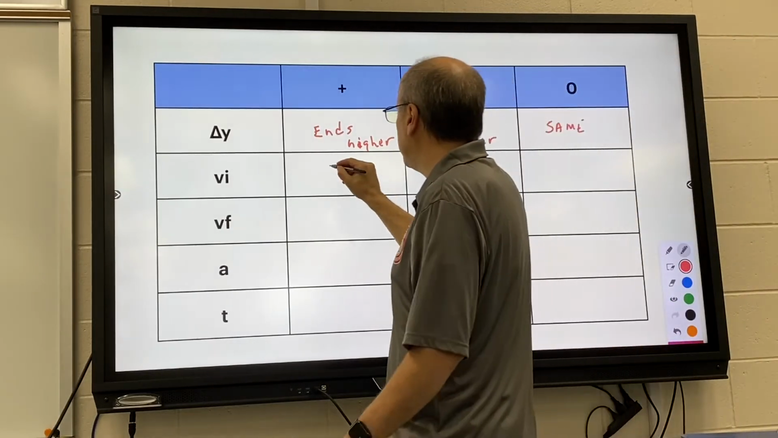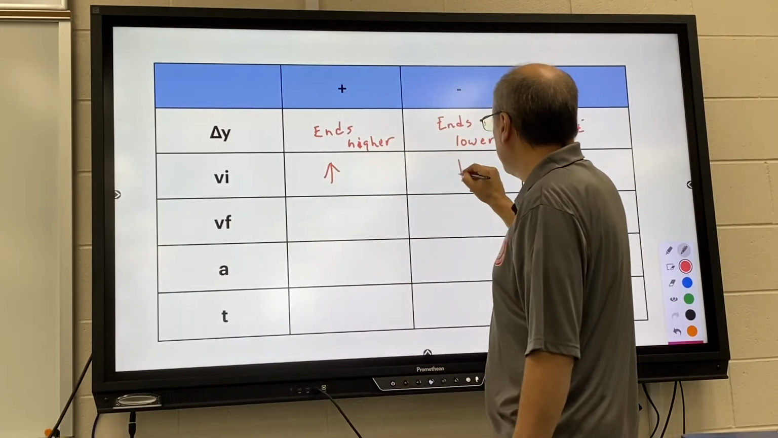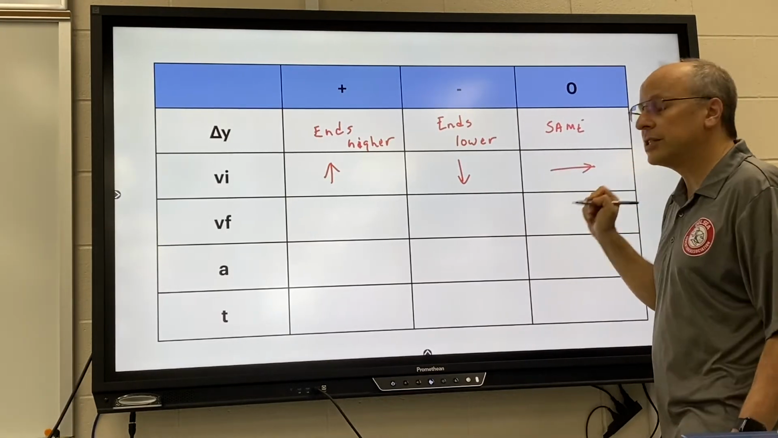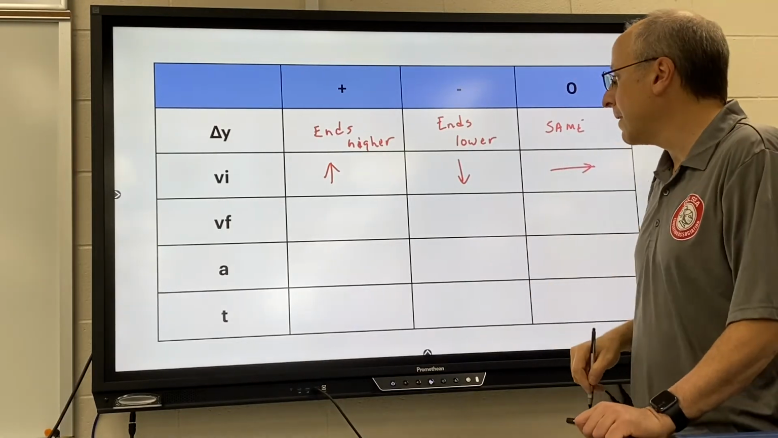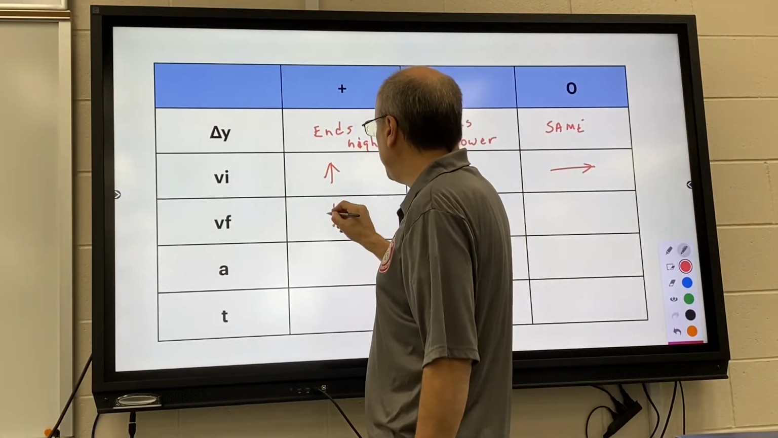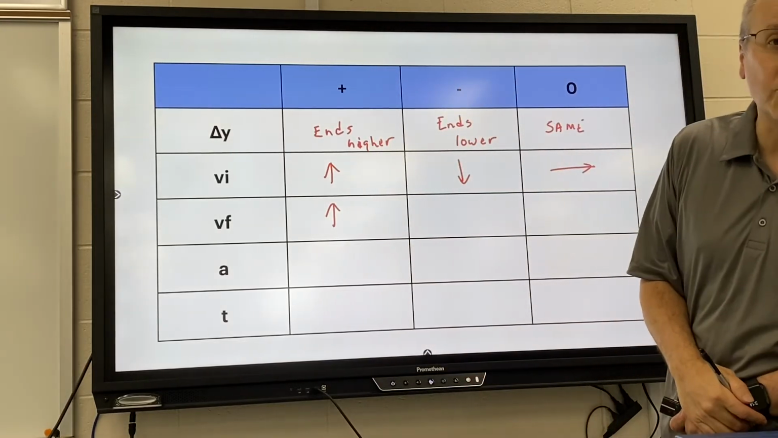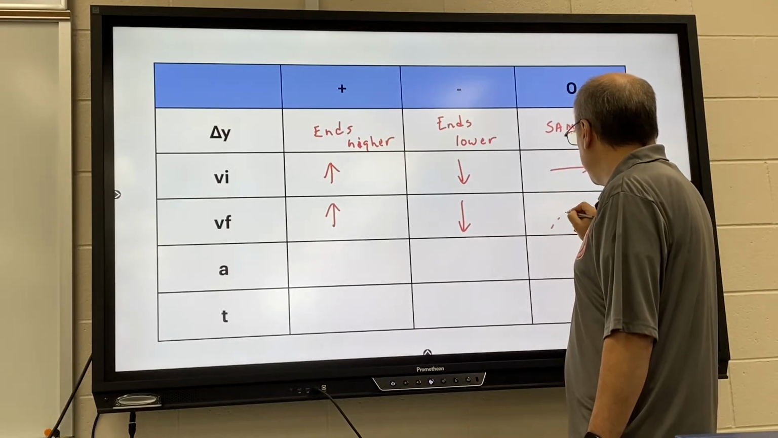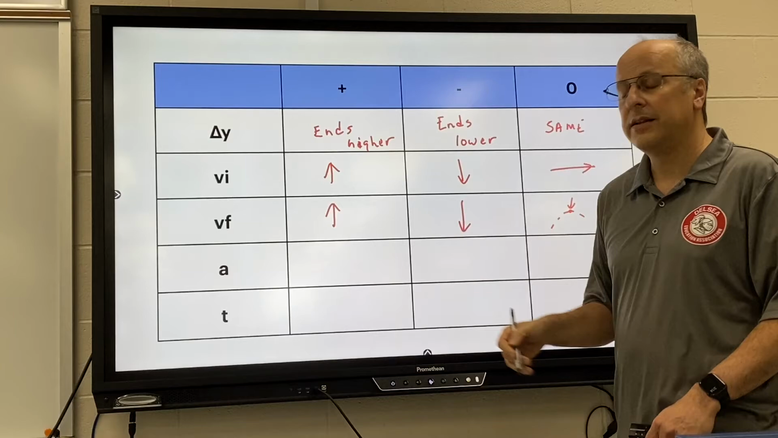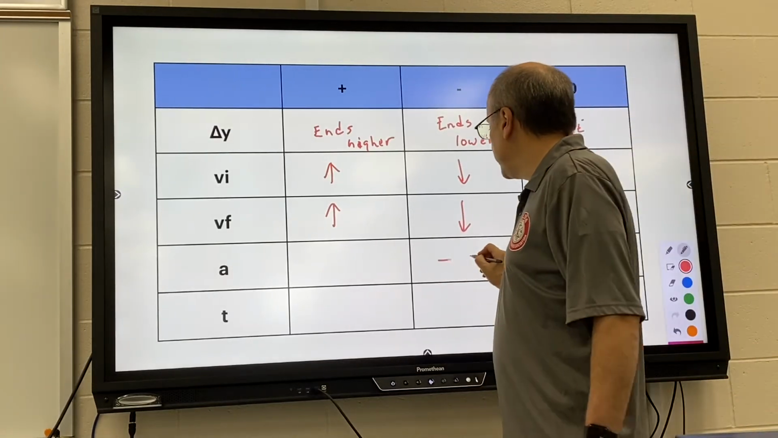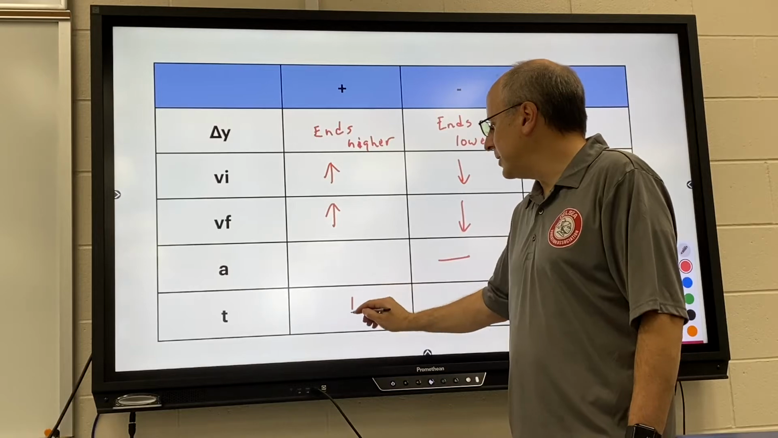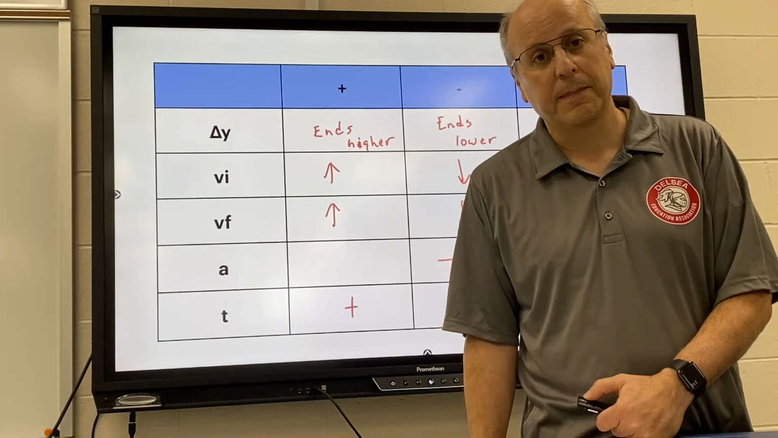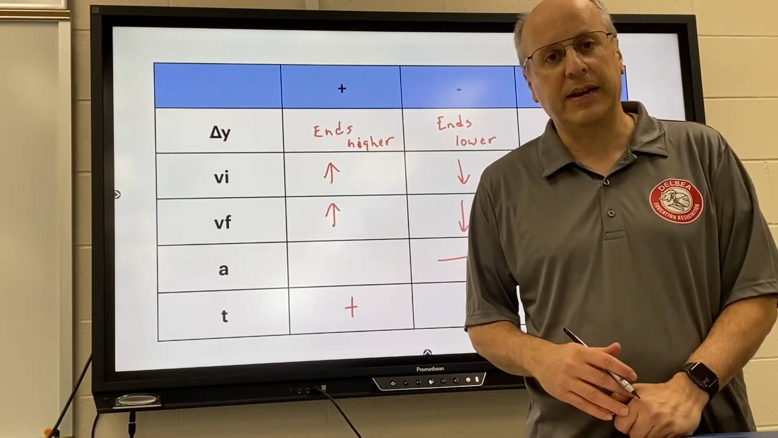V initial is positive if it starts out moving up, negative if it starts out moving down, and 0 if it was shot horizontally like we had last week. V final is positive if it ends its flight while it was still on the way up, negative if it ends its flight on the way down, and 0 if it ends its flight at the highest possible point. The acceleration is always going to be negative, and the time is always going to be positive. So these are the signs you're going to employ for each of your different scenarios.